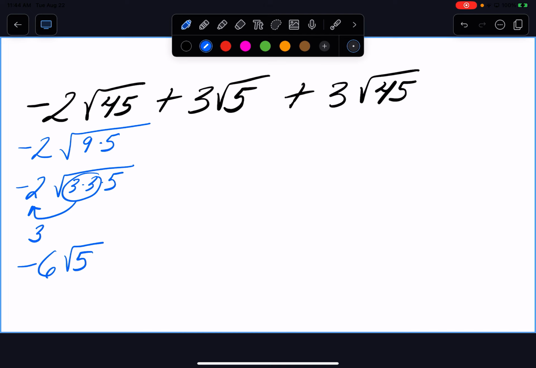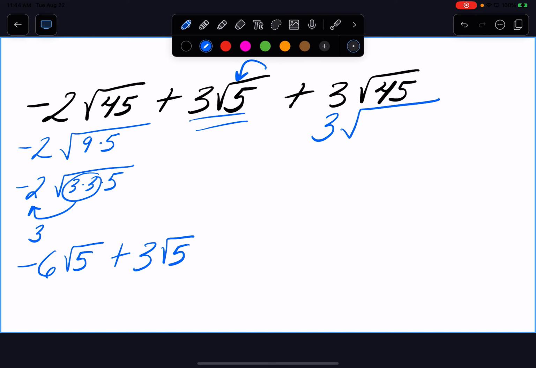Now I'm moving on. This is as good as it gets. That root 5 doesn't simplify. So I have plus 3 square roots of 5. Then right here I do the same thing. I have 3 square root of 3 times 5. True? Because that was 9 times 5. So I pull out a 3. 3 times 3 is 9 roots of 5.